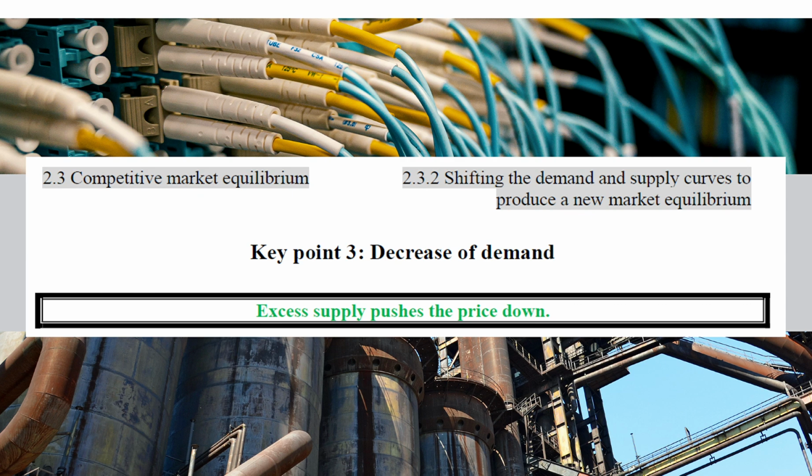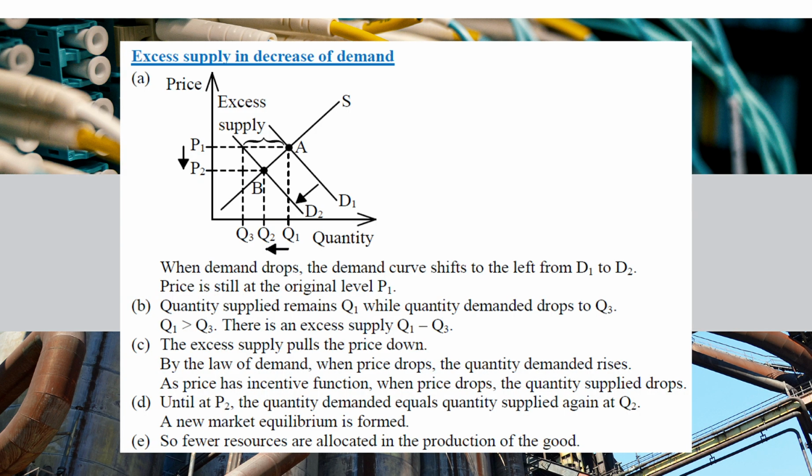When the demand decreases, there's excess supply, right? Excess supply pushes the price down. Same diagram, right? Now just change the role of going up or going down. Now you can do it. Okay, here, you need to look at the way you can explain.